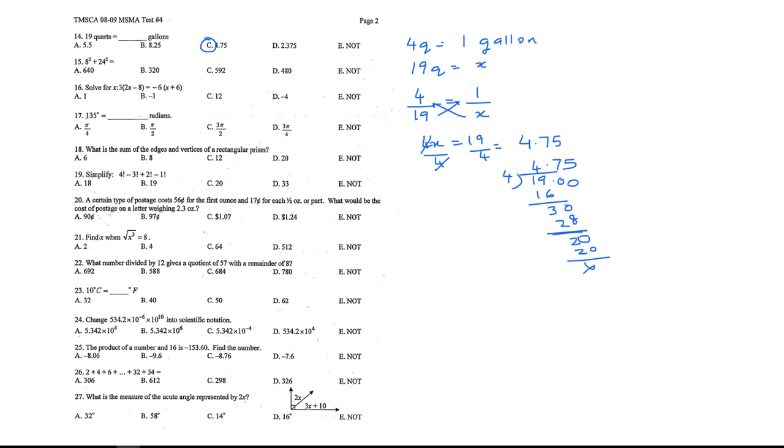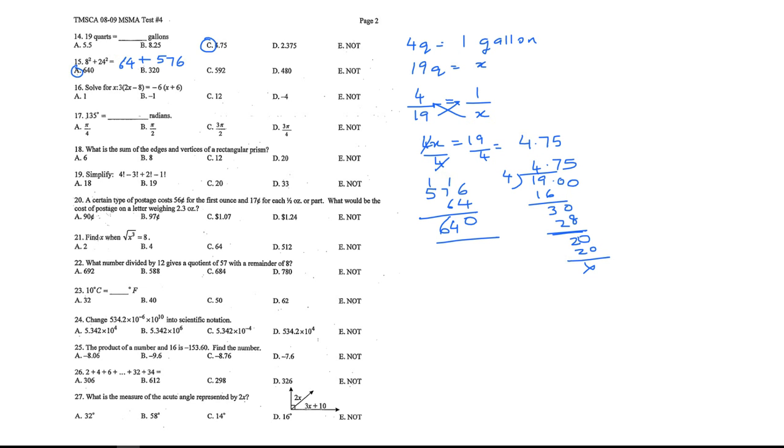Question 15. 8 square plus 24 square is equal to how much? So 8 square is equal to 64 and 24 square is equal to 576. I expect you all to memorize the squares of all the numbers up to 30. So 576 plus 64 is nothing but 640. So the answer is A.